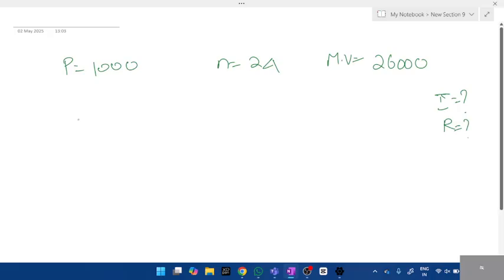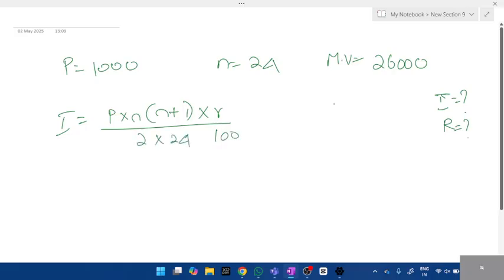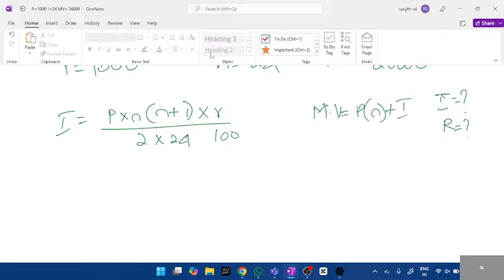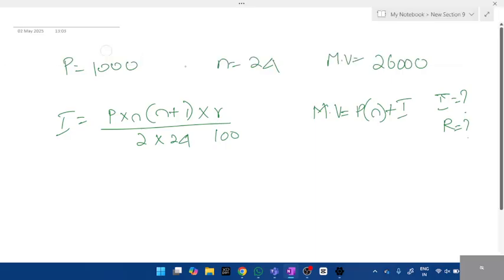Okay, what about others, completed? Yes, sir. P into n plus 1. And write the formula, students. In the exam, you have to write the formulas. 2 into 24, and we have maturity value. Look, MV is given, so write both the formulas. Remember this, whenever MV is given, always give first preference for maturity value. Take MV 26,000 is equal to P is 1000.